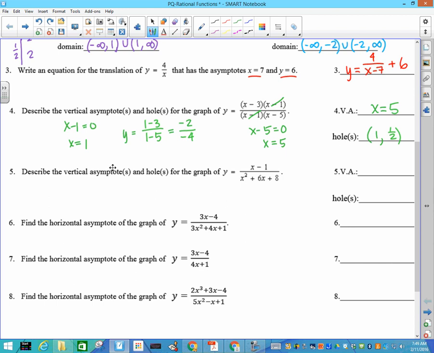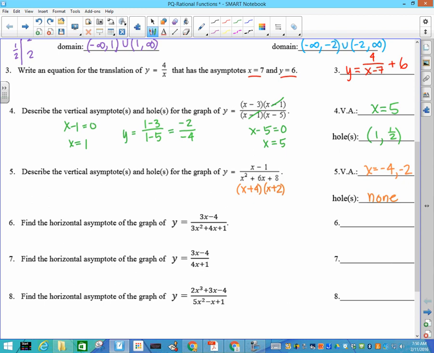It says describe the vertical asymptotes and holes for the graph. Same kind of problem. The only difference is you got to do a little work and factor. So the top is already factored enough, but the bottom becomes x plus 4, x plus 2. We're looking for those factors of 8 that add to give me 6. So that's what we got. Now, no factor cancels. So if there's no factor that cancels, then you don't have any holes in your graph. My vertical asymptotes, again, are coming from where my denominator is equal to 0. What makes it 0? And that, of course, is x equal to negative 4 or negative 2.